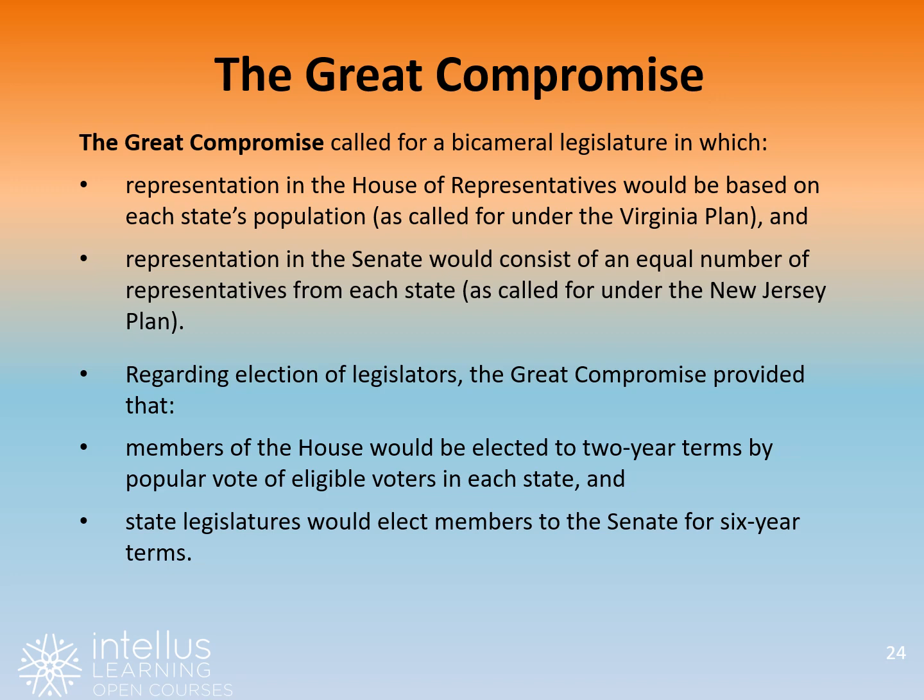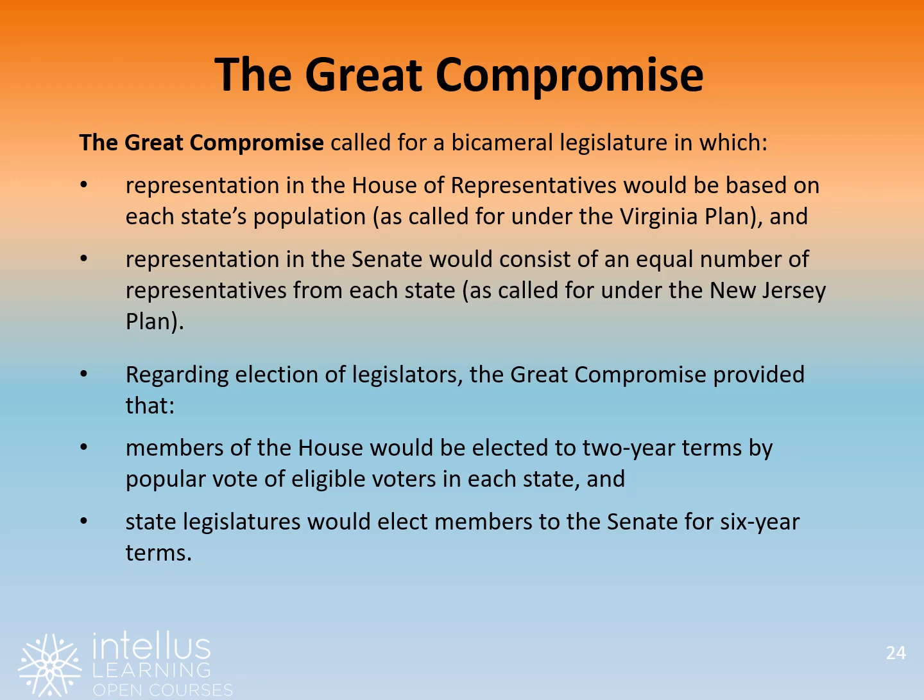So the Great Compromise called for a bicameral legislature, or bicameral legislative body, which means two houses. Representation in the House of Representatives would be based on each state's population, which was a component of the Virginia Plan, and representation in the Senate, which would be a higher house, would be an equal number of representatives from each state. So you're taking from the New Jersey Plan.